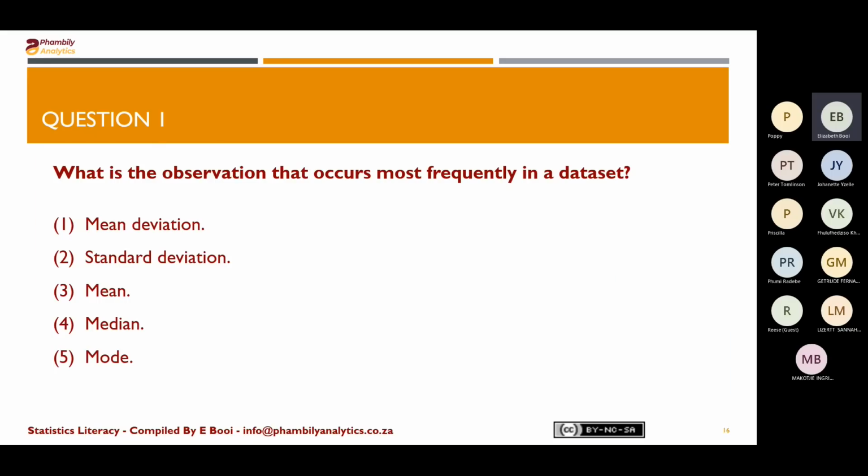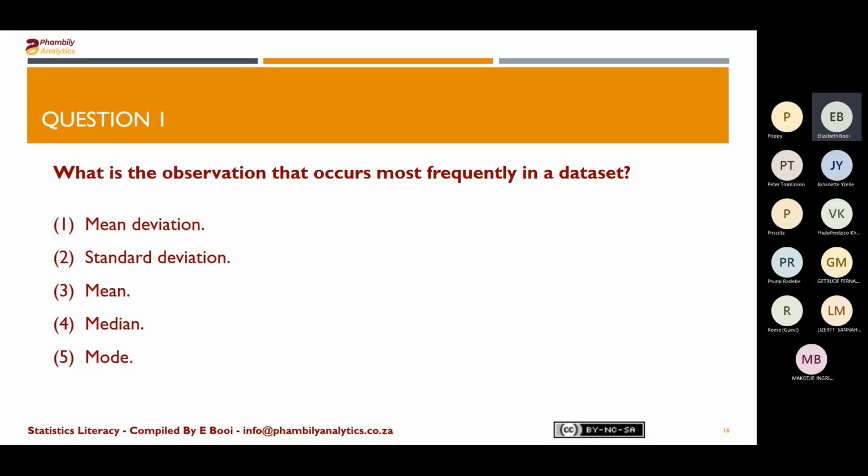Okay, so let's look at some of the questions that you might get. Sometimes you will get questions where you need to calculate. Sometimes you will get questions where they need to test your understanding. You need to know theory and calculation in statistics. You cannot just know how to calculate.